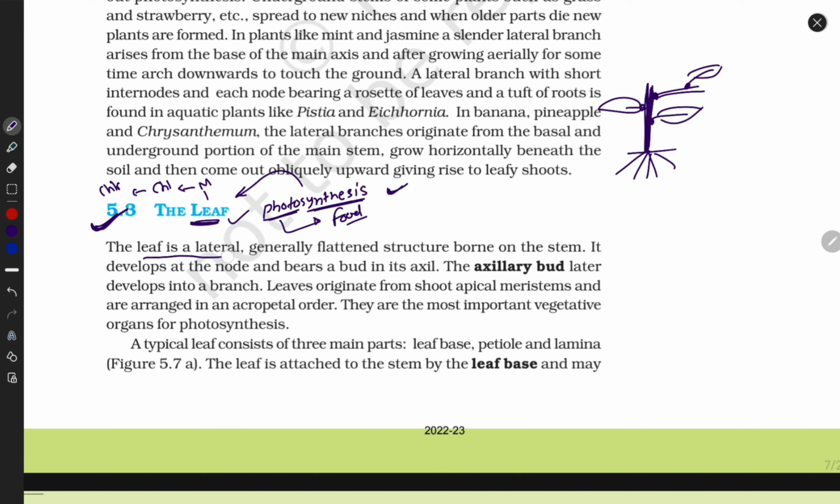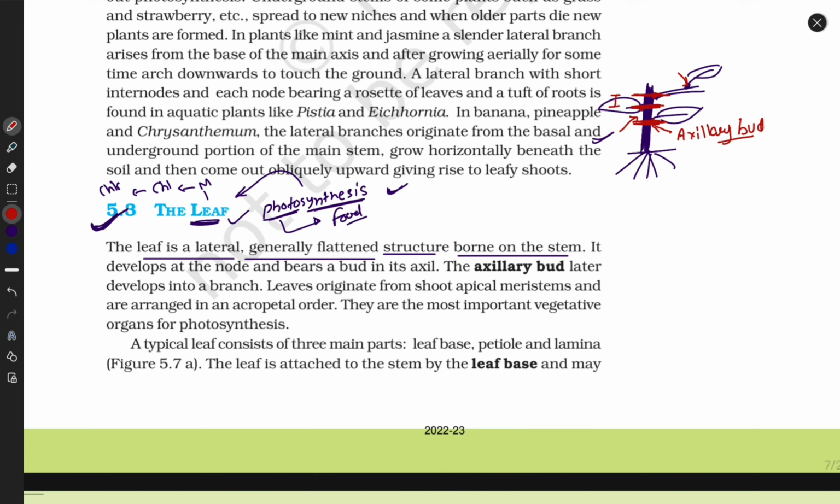The leaf is a lateral, generally flattened structure borne on the stem. This is the stem. They are present on the lateral side of what? Stem. They originate from where? There is an axillary bud. This axillary bud gives rise to what? Leaves. Where are they present? At a node. Node. And the distance between two nodes, what do we call it? We call it an internode.